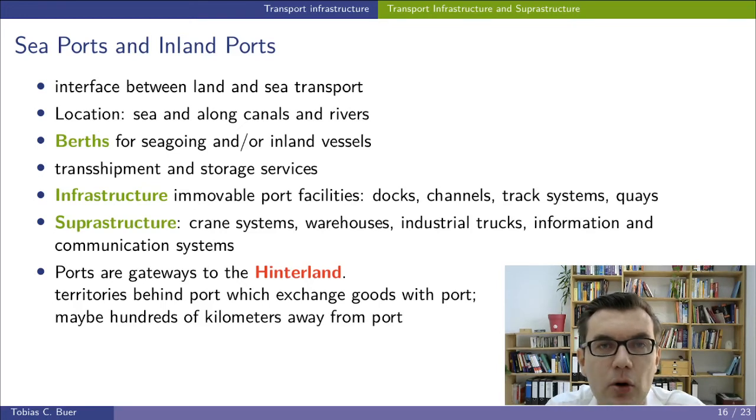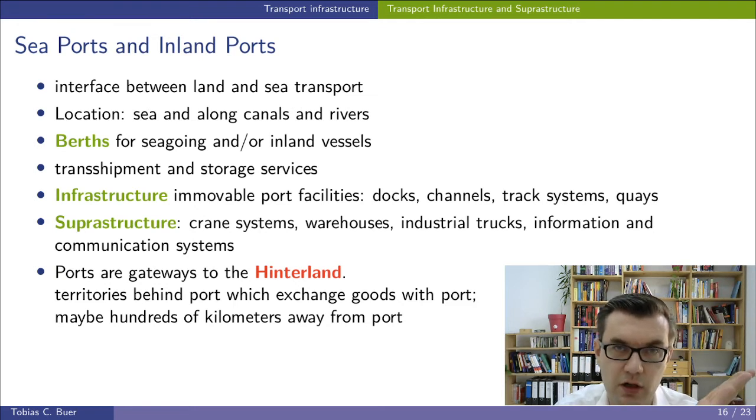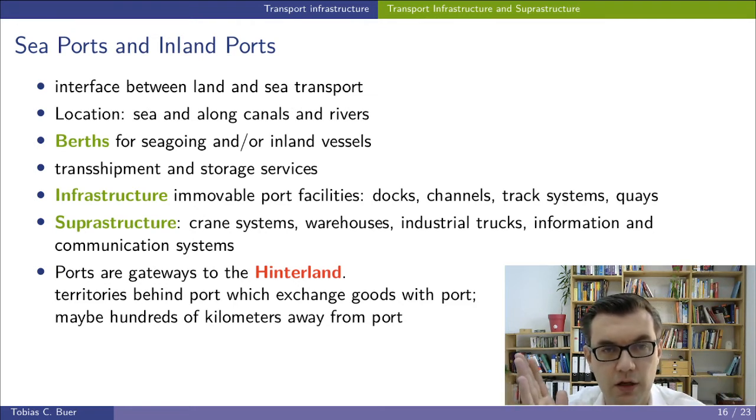Moving on from the airports to the seaports. You see, the seaport, like the airport, also plays an important interface in connecting international supply chains, international logistics networks. And here the seaport is, of course, the interface between the land transportation and the sea transportation. Of course, the location of a typical seaport is next to the sea, connecting the land and the water, or along big important rivers.